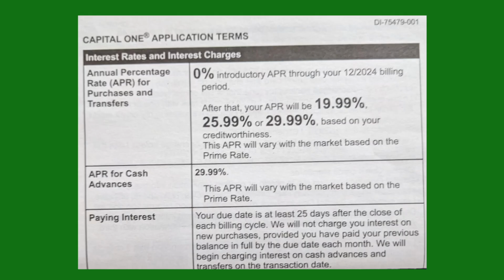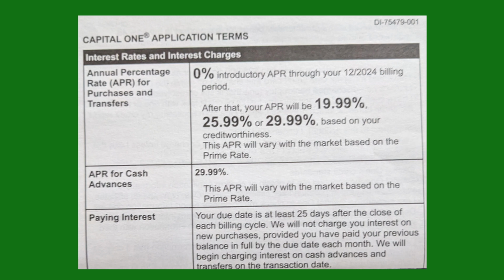So for example, I'm just going to use this Capital One credit offer that was sent to me, that way you can see the advertised rates. This is the disclosure form, and as you can see, it tells you that there is an introductory APR and how long it lasts, in this case until 12/2024. Then it says after that, your APR will be 19.99%, 25.99%, or 29.99%, based on your creditworthiness. Also, they have a statement saying that this APR will vary with the market based on the prime rate.